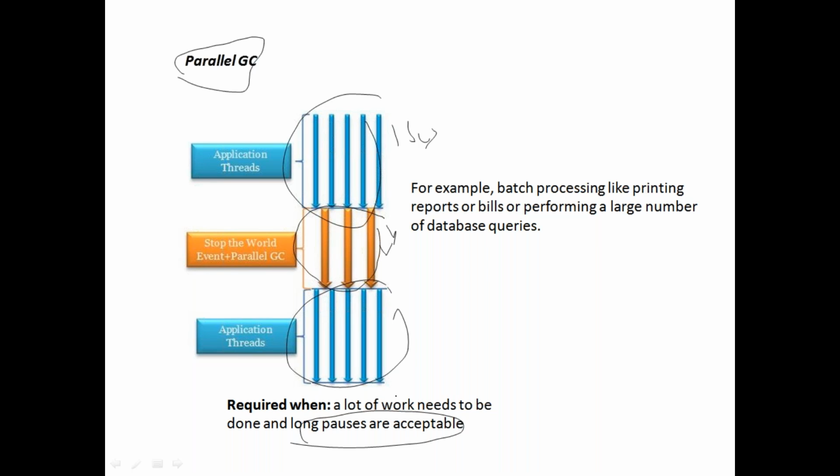If there is something like that where a lot of work needs to be done and long pauses are acceptable, then you can go with parallel GC. Like batch processing. Batch processing is not online processing, wherein there is no end user sitting behind the scenes actually waiting for a response, and that too in 1-2 seconds. Batch processing is where you kick it off in the night, and by the morning it has to process all those transactions, right? Like your salaries.